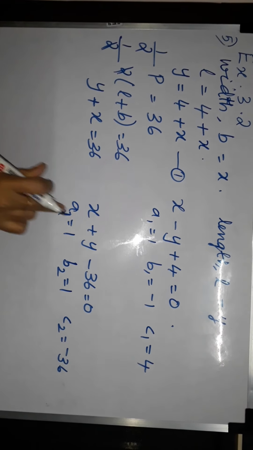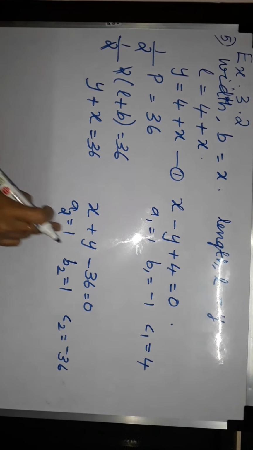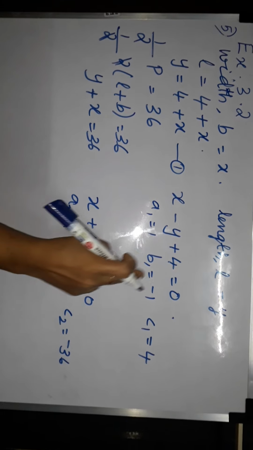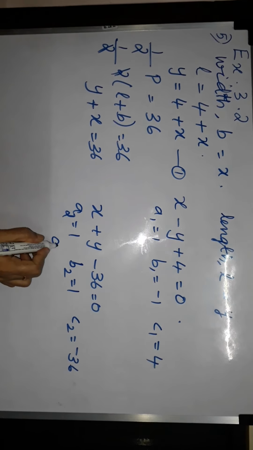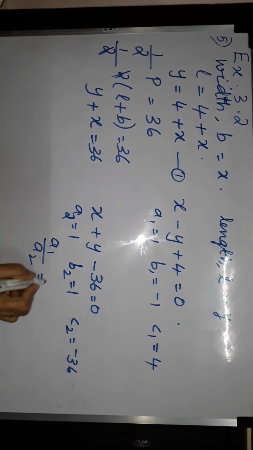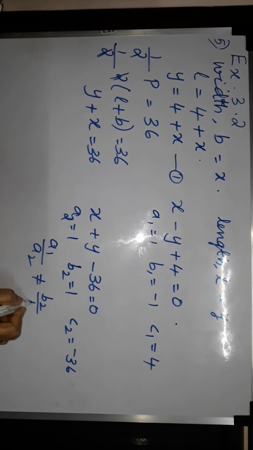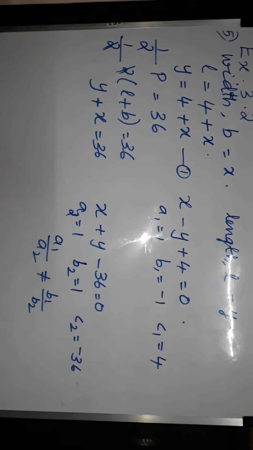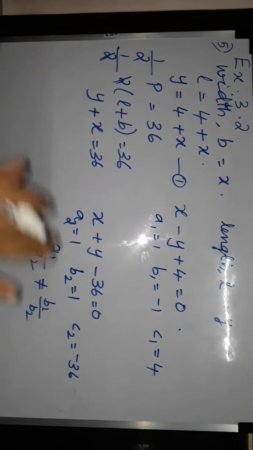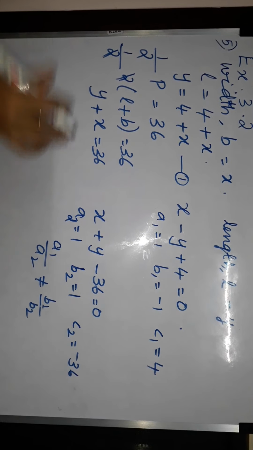We can find a1 by a2. a1 by a2 is equal to 1 by 1, which is 1. b1 by b2 is minus 1 by 1, which is minus 1. So a1 by a2 is not equal to b1 by b2, we got. Then you recall what you have studied about this condition. That is, a1 by a2 not equal to b1 by b2 means it has a unique solution. So we can find the solution. That we are going to find.